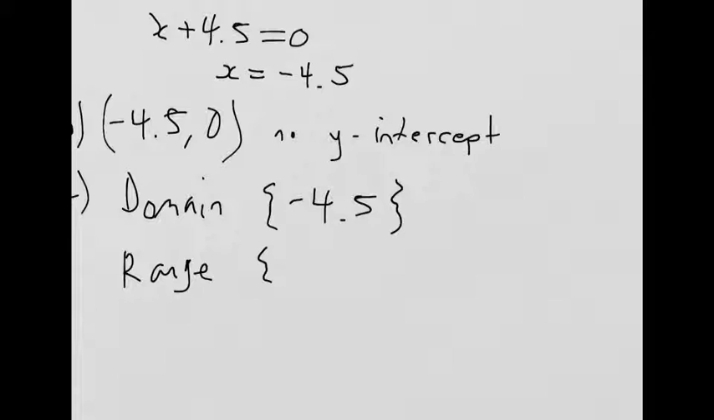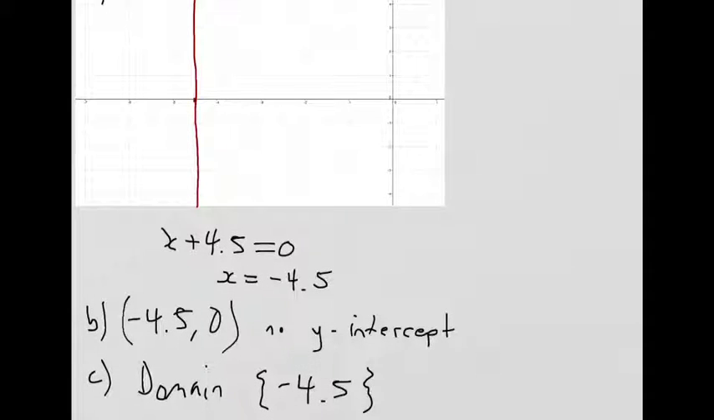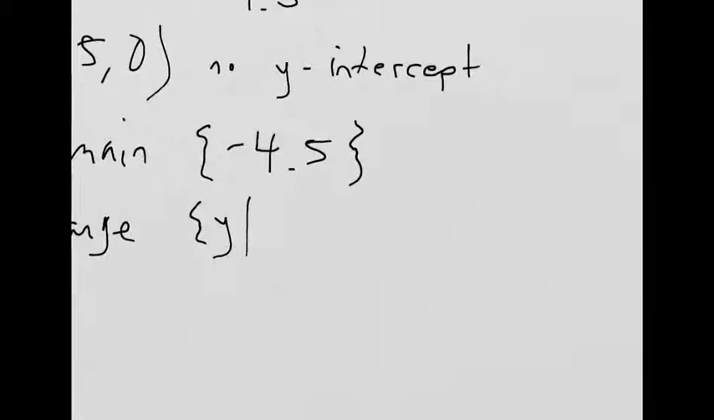Range, however, there are infinite numbers. So this we have to use the variable, right? So y represents our variable, or all the values in the range. Any restrictions on y? No. Goes forever up and forever down with no breaks. So it is a real number. And it includes everything.